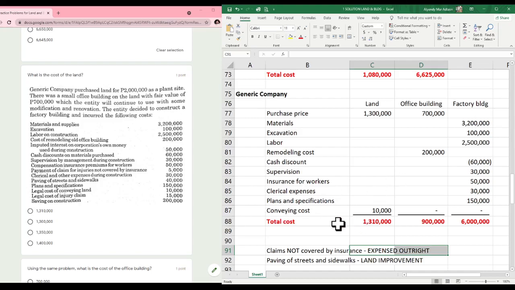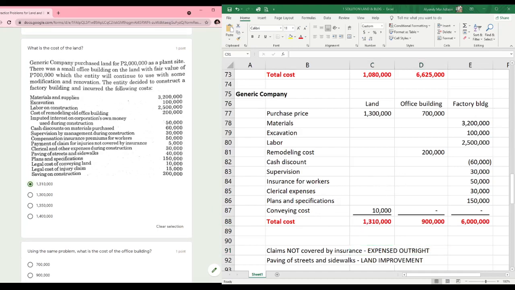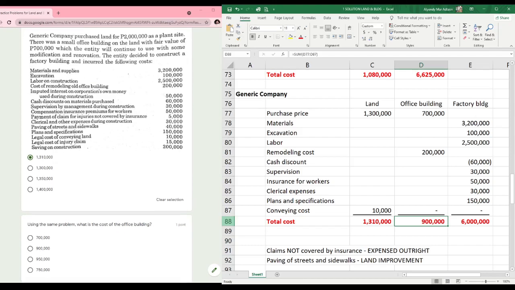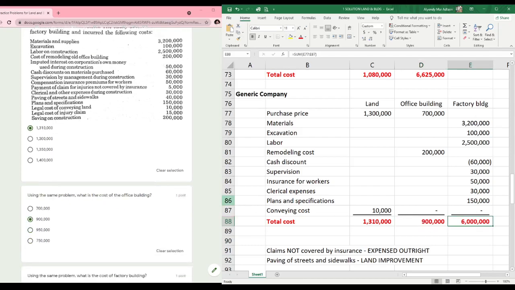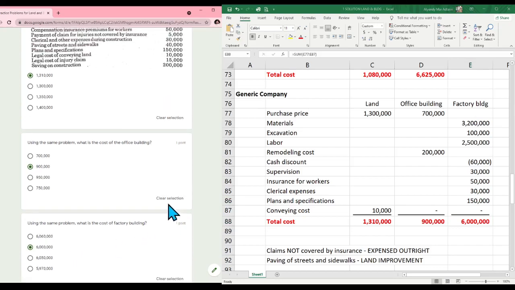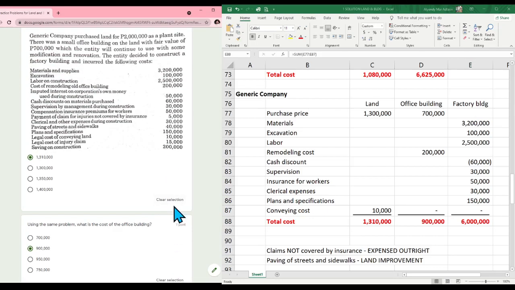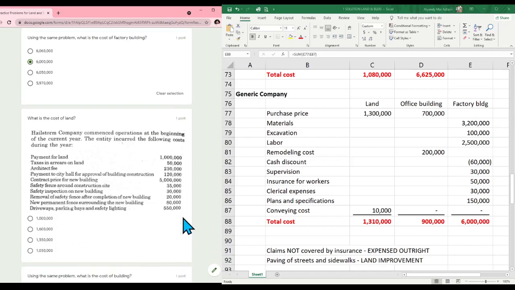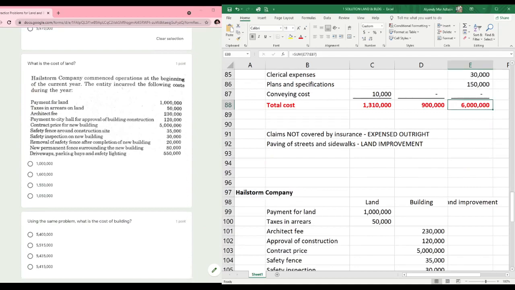So, how much is for the land? That is 1,310,000. For the building, that is 900,000. And for the factory, that is 6 million pesos. Okay? So again, if you have questions, you may just comment it down below. Next, let's proceed to Hailstorm Company.